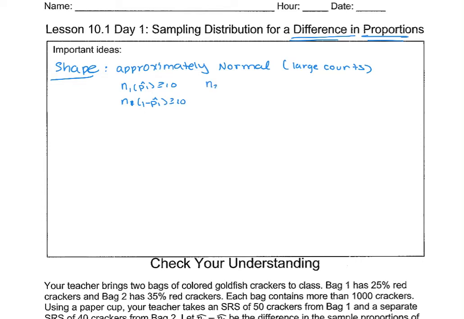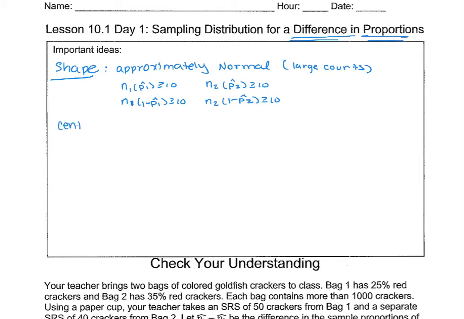And you have to do the same thing for the second sample. It seems kind of tedious, but you'll get over it. 1 minus p hat 2 greater than or equal to 10. So all four of those must be true for you to say that the sampling distribution is approximately normal.